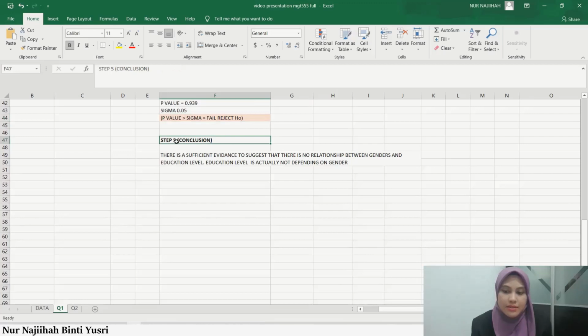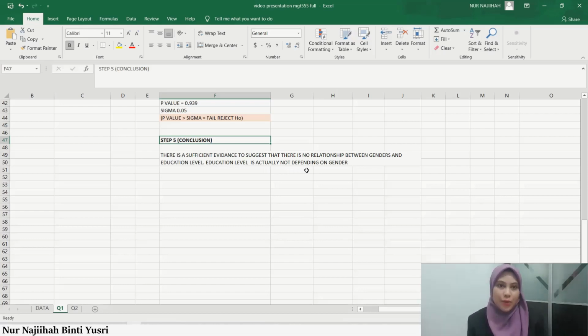Now, let us move to the last step, which is step 5 for the conclusion. Based on all the analysis above, there is sufficient evidence to suggest that there is no relationship between gender and education level. Education level is actually not dependent on gender. That's all for chi-square.